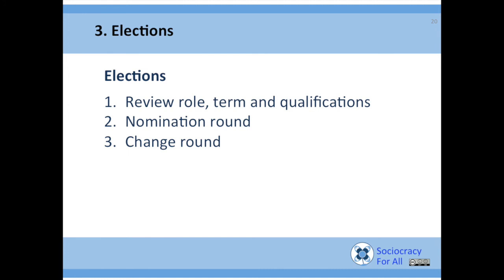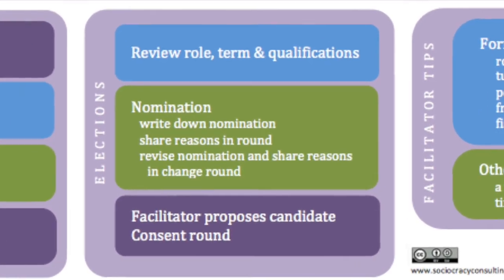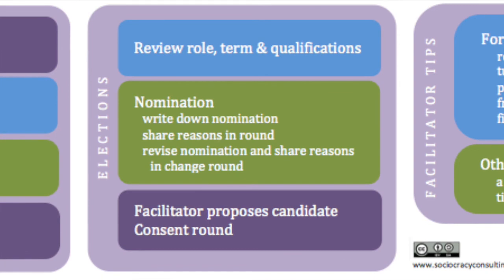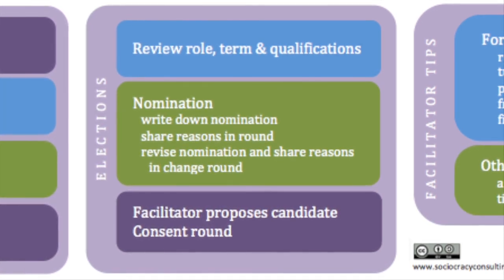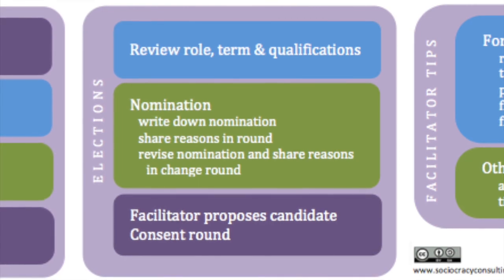And then we do a consent round. The facilitator, after hearing the change round, will make a proposal that he or she thinks most people will consent to, and then you have a consent round. I wanted to show you really quick that once you have access to this decision-making sheet, elections are down here. I promised everything you need as a facilitator is on this sheet, and it's true.